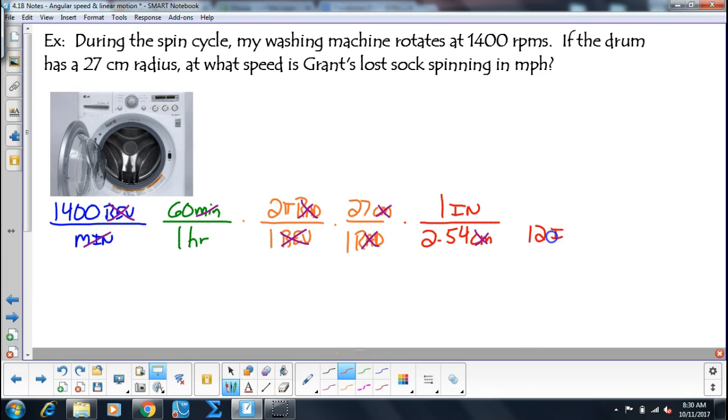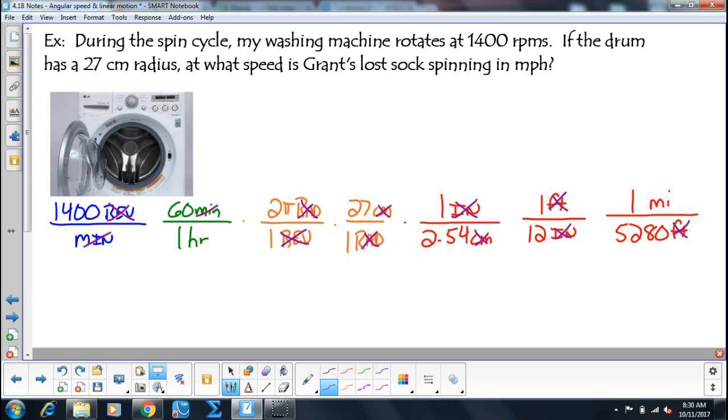12 inches is 1 foot. 5,280 feet is 1 mile.